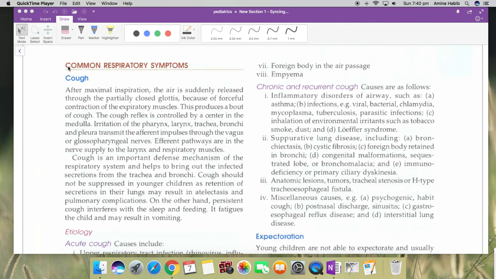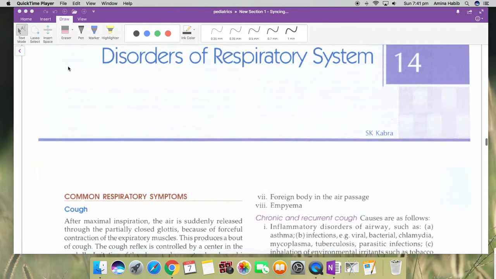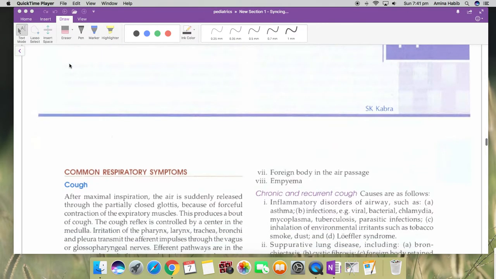So let's start here. In this eighth edition, which is right in front of us, this chapter starts directly with the common respiratory symptoms. But before this, in the ninth edition, one more page has been added. Whatever few things in that page are worth mentioning, I'm going to mention right now. I'm reading them out.